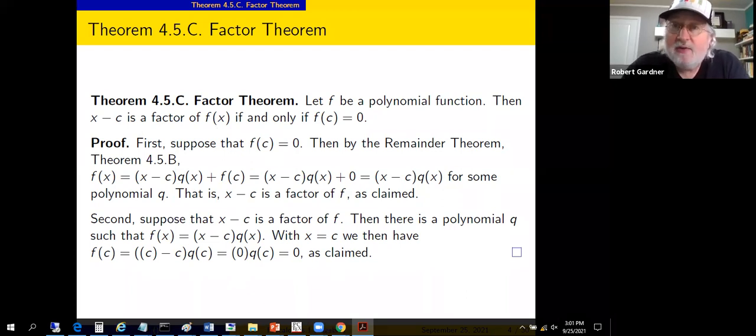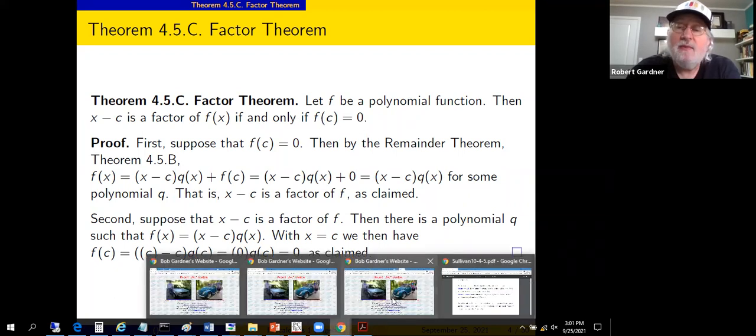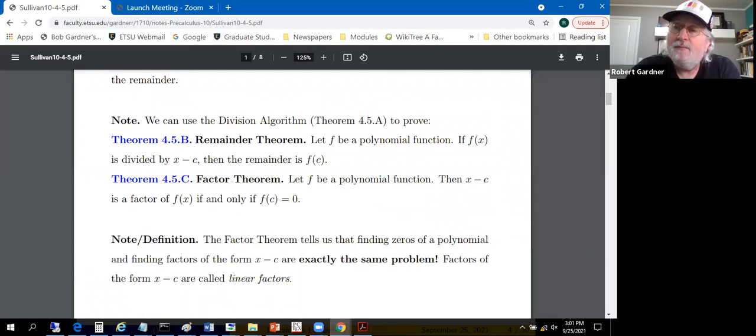Are you good at factoring? Second degree polynomials, pretty good at it. Third degree polynomials, a little spotty at it. You've got a few tricks. And factoring's hard. Well, if factoring's hard, that means finding zeros of a polynomial is hard as well, because they're the same puzzle, exactly the same problem.